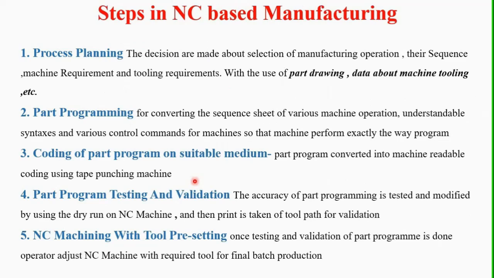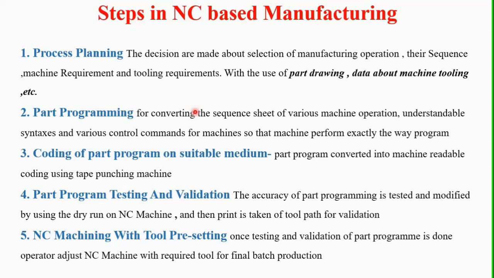So the first step in NC based manufacturing is process planning. Here the decisions are made about the selection of the manufacturing operations, their sequence, then machine requirements and tooling requirements. The part drawing, data about the machining, and machine tooling are used to plan this process. Various operations and their sequence are planned in this first step of NC based manufacturing.